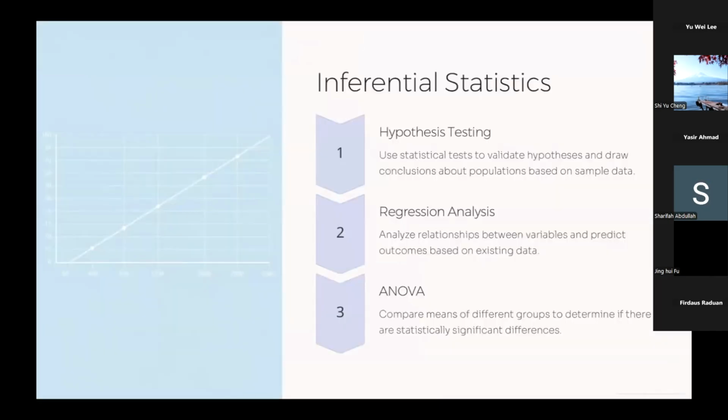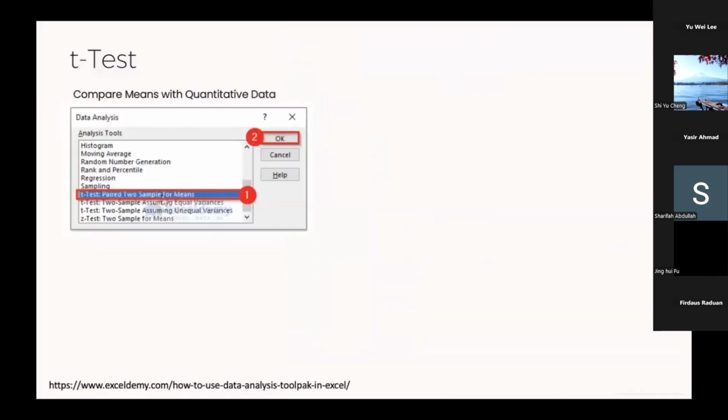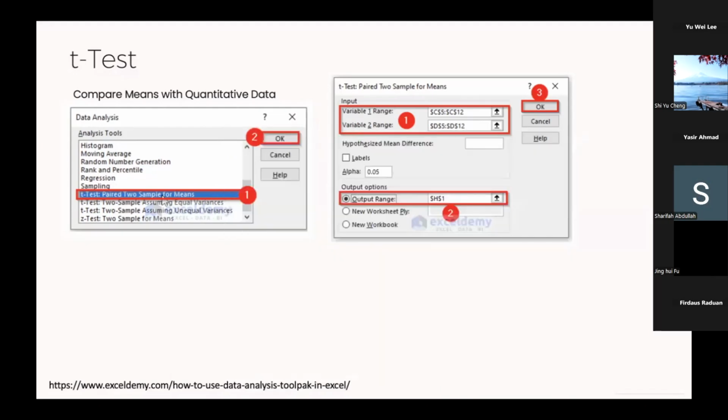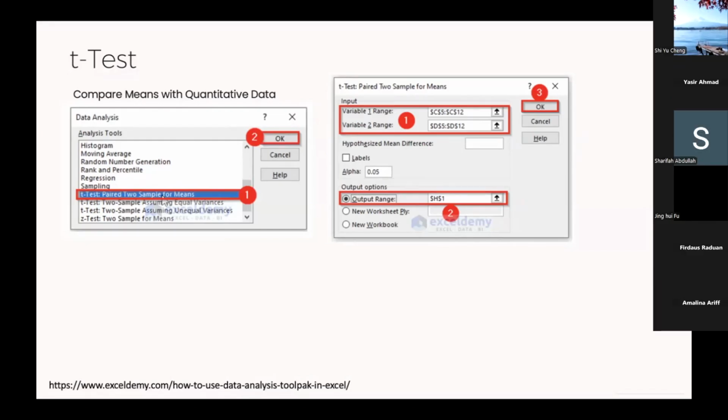The other type of statistics you can do using Excel is inferential. For example, hypothesis testing using t-test, regression analysis, and ANOVA. The t-test is a statistical method to compare the average values, the means, of two groups. In Excel, you go to Data, choose Data Analysis, select your variable range for the t-test, and then select the cell for the output to appear.